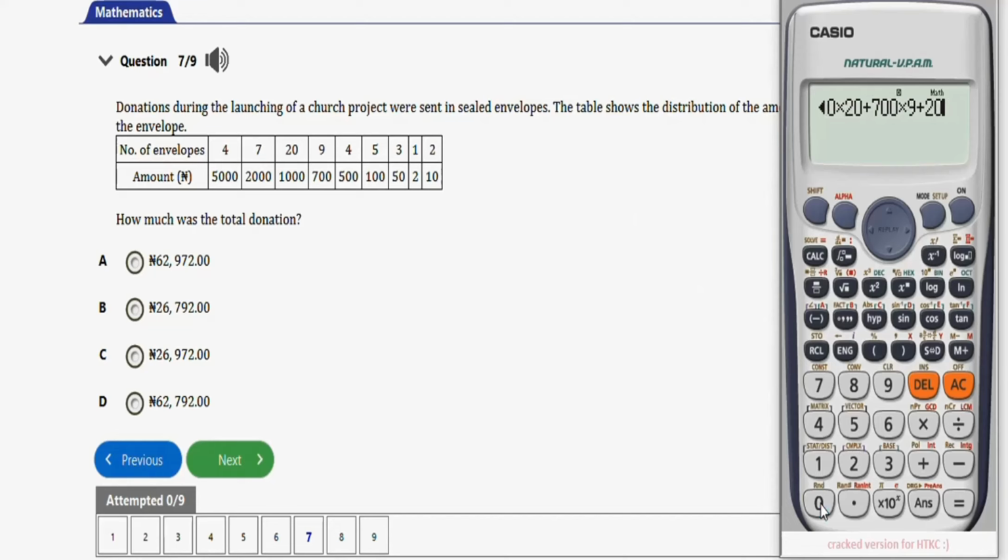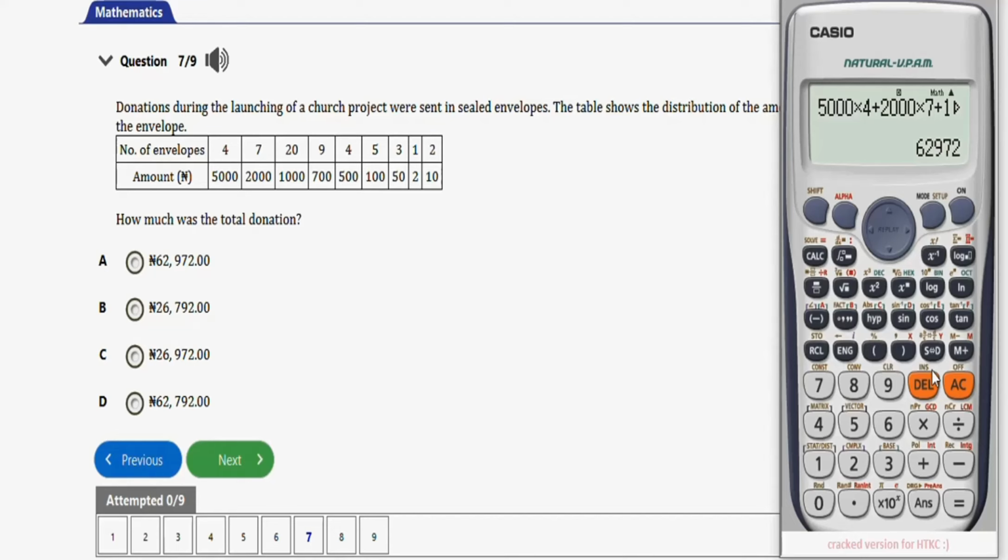So let's just write 2,000, okay, then plus 100 times 5 will give you 500, then plus 50 times 2 will give you 150, then plus we have 2 times 1 will give you 2, plus 10 times 2 will give you 20. That's all. Let's press equal to see the output. We have it to be 62,972 naira. So the right option will be option A, 62,972 naira.